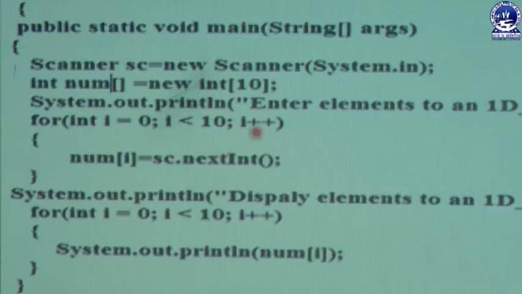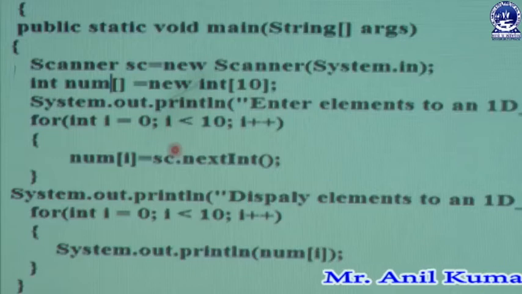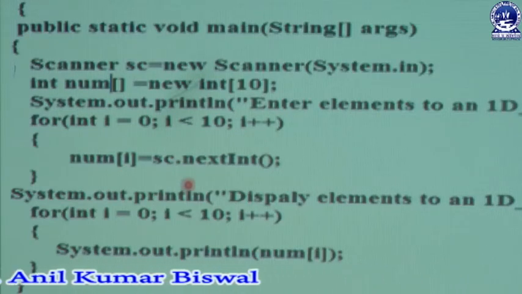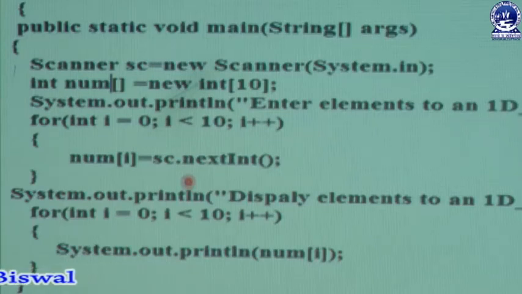Suppose the next i is incremented by 1, then 0 plus 1 means 1, 1 is less than 10, the condition is true, then at norm position 1 we can input another element, then i plus plus. In this way we can enter elements into the norm array variable from index 0 to index 9. Next we are going to print the elements which are stored in that norm array.